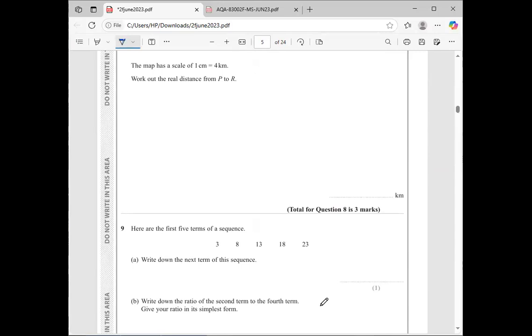So it looks like we're just adding 5 and 5 and 5. So what would the next term be? If I add 5 to 23, what would it be? 28. 28, right? Okay.